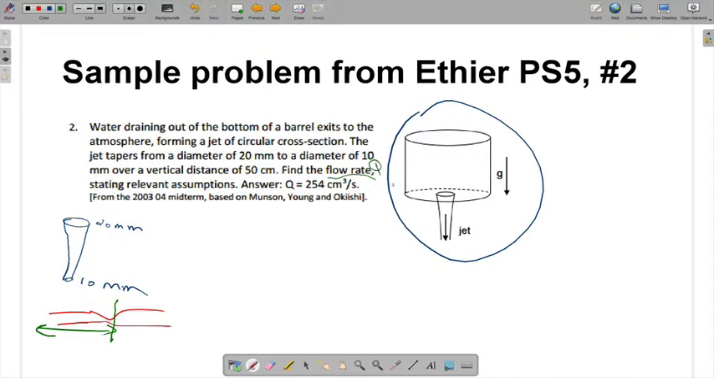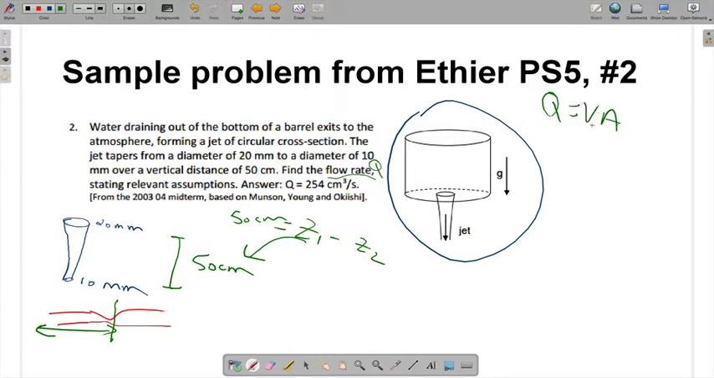Okay, and then here we need to find the flow rate. We're also told the vertical distance, so the distance between these two points is 50 centimeters, the height difference. That's what your Z1 minus Z2 is, 50 centimeters. Then we need to look at Q, the volumetric flow rate. We know that Q equals VA, and remember, in Bernoulli's there's a term for velocity. So what we're going to do is plug in Q over A wherever we see a V, and go from there.